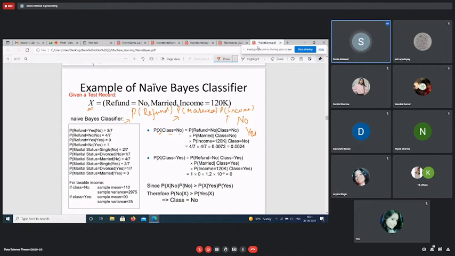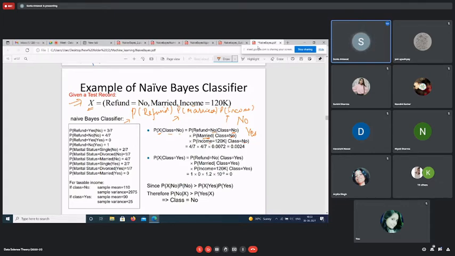So what do we have to go for? Because X is defined over here, it is simply: refund is no, and we assume that the class is also no. The person is married, because it is being asked, and the class belongs to no. Income is 120K and the class belongs to no. We have to calculate this. So what we did: refund with no class.